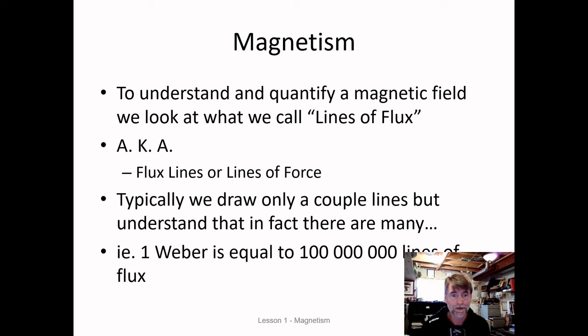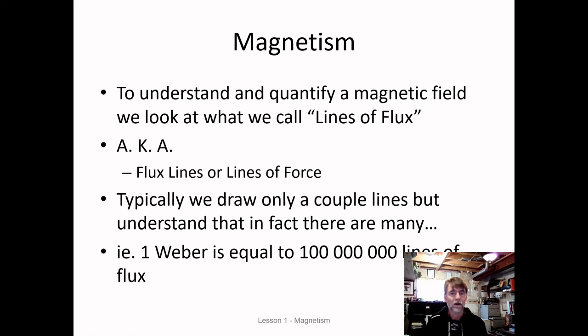Now, we're going to look at these. We're going to draw a whole bunch of pictures drawing lines of flux. Typically, we only draw a couple of lines, all right? Two, maybe three lines. That's enough to give us the image to understand what's happening. But lines of flux take on many different names, and the flux line on here says that one Weber is the unit of measurement that quantifies magnetism. One Weber is equal to 100 million lines of flux. So while we are drawing two or three of them, there are many more. Okay, so that gives you a little bit of perspective.